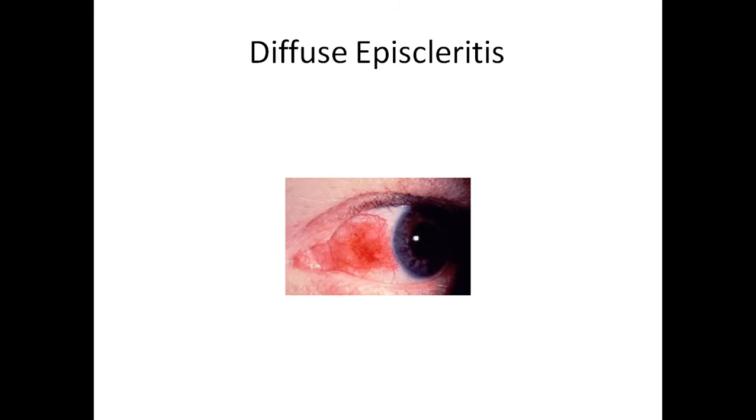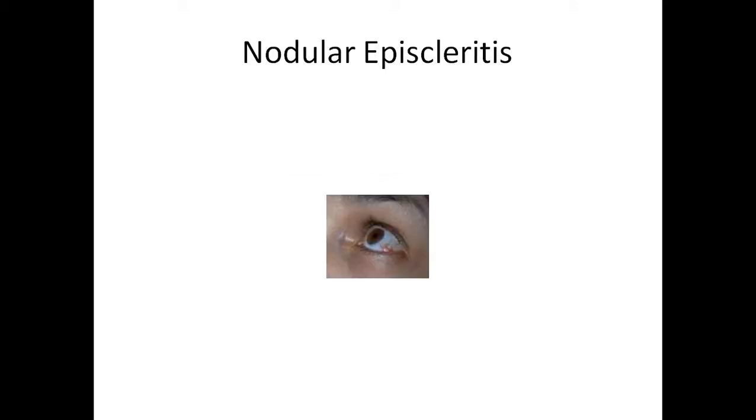So this is how diffuse episcleritis looks like. You can see only the nasal part of the bulbar conjunctiva is congested, whereas the other part of the globe is normal, white. So congestion will be localized in episcleritis. In nodular episcleritis, you will see the nodule. Here in this picture, you can see the nodule on the temporal side, an elevation.